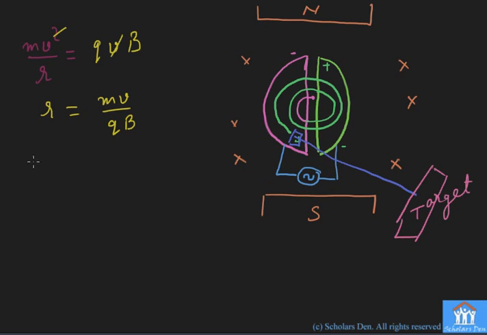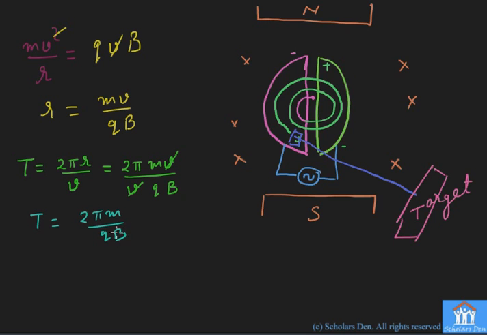Now suppose I want to find the time period. T is the time period for one complete circle, so it is 2 pi r divided by v. You substitute the value of r from here, so 2 pi mv divided by v times qB. You can cancel out v, so the time period is equal to 2 pi m by qB. So this is the time period.